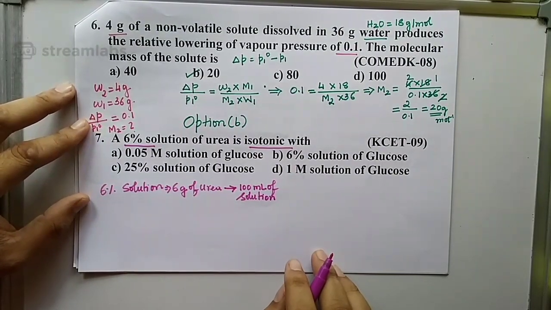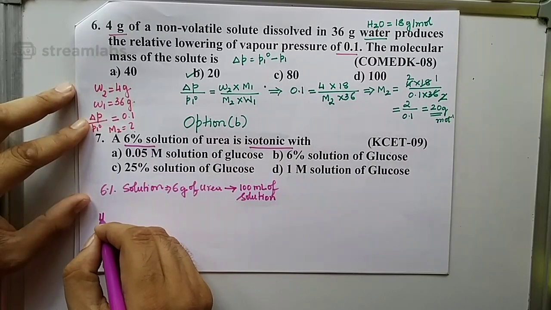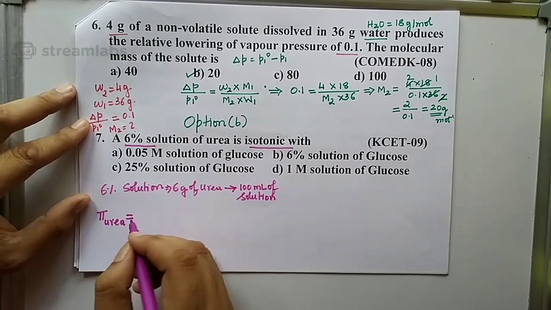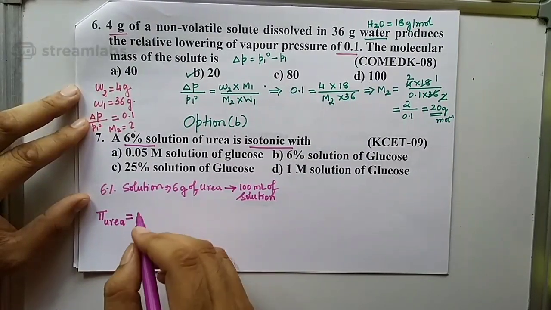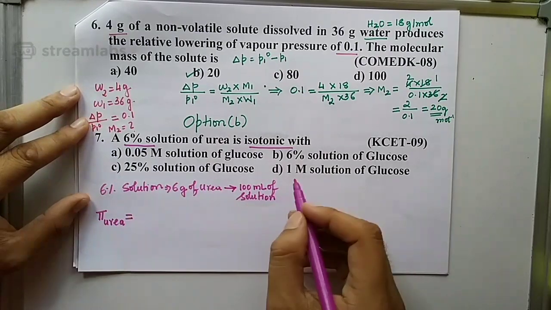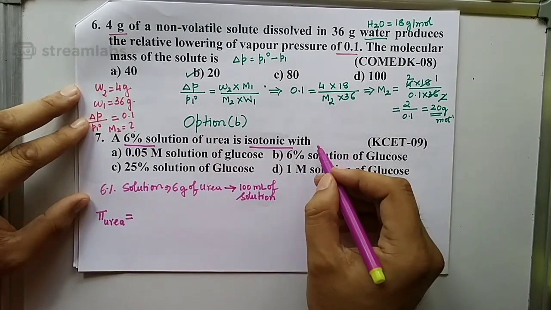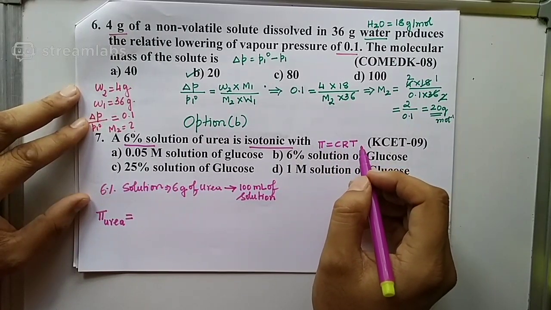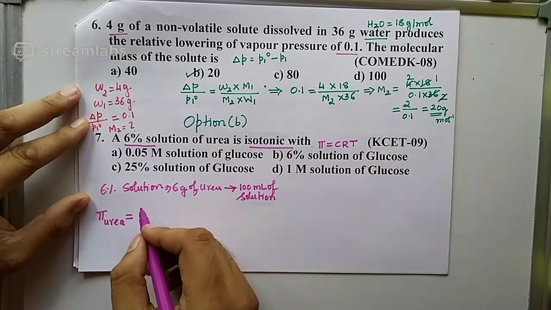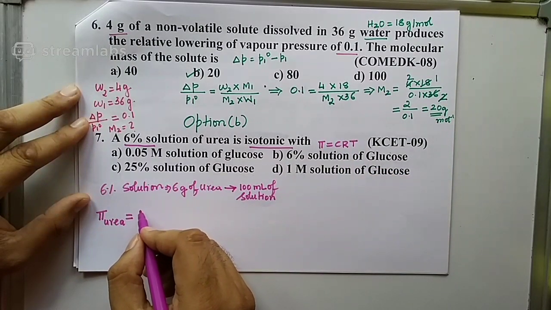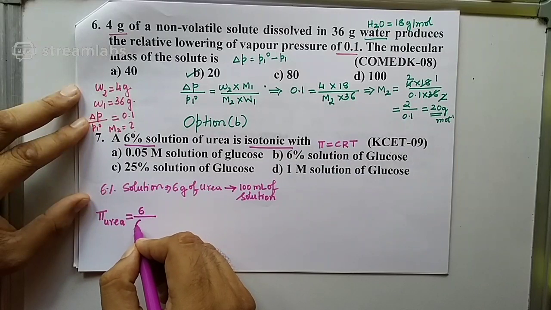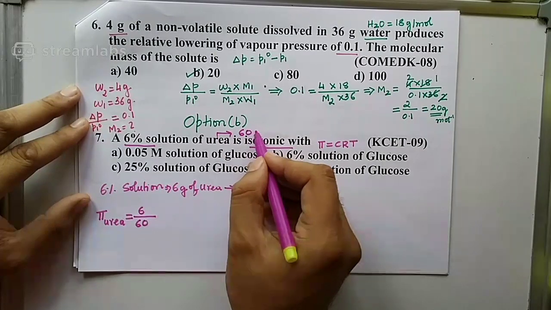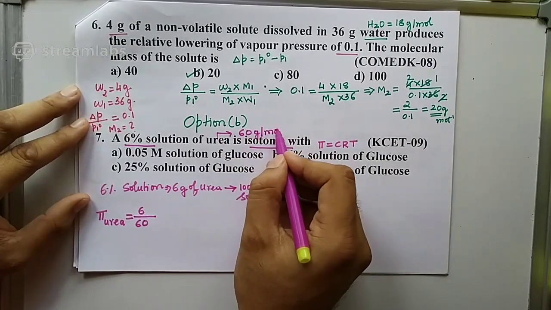Now let us calculate what will be the value of pi. Pi of urea will be equal to CRT. This is the basic formula that you need to remember for this question. Pi is equal to CRT, where C is the molar concentration. Molar concentration is nothing but number of moles of urea, which will be 6 divided by 60, since the molar mass of urea is 60 gram per mole. I think this is clear, students.